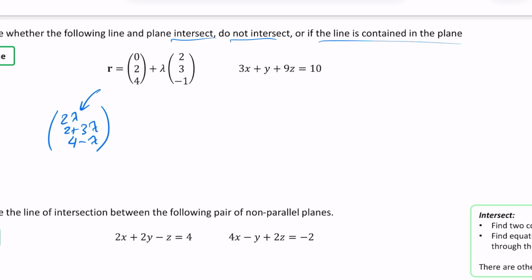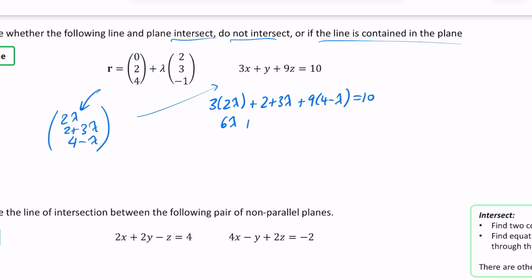So I'm going to take that and substitute it into the plane. So there's going to be 3 lots of the x component plus the y component plus 9 lots of the z component being equal to 10.